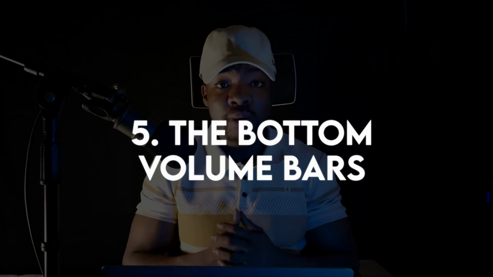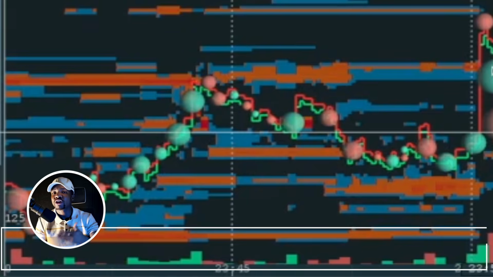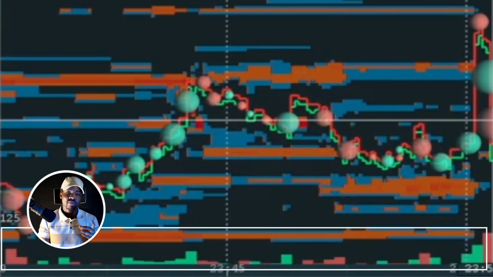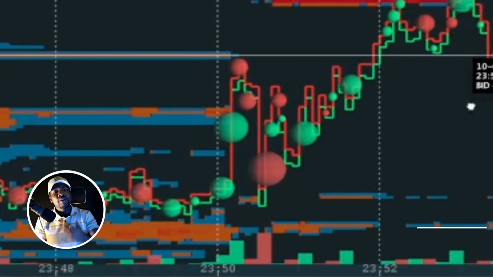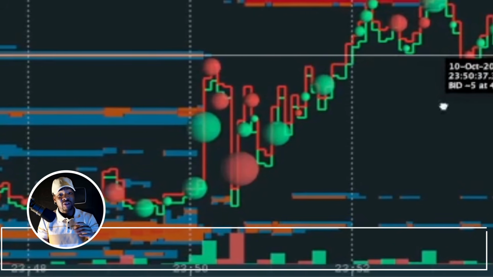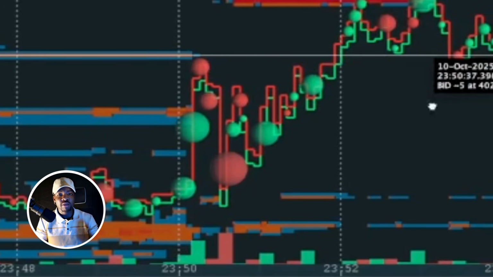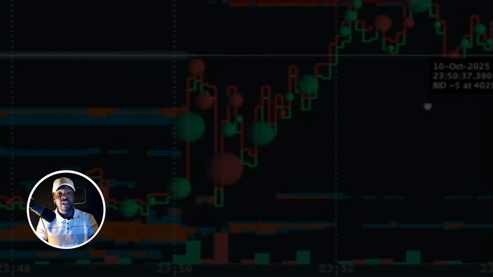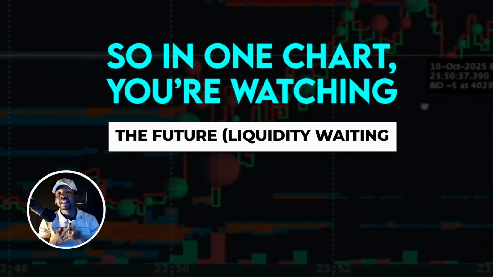At the very bottom is your volume histogram, except this isn't your normal TradingView volume. The TradingView volume is actually a scam, if you didn't know that. This one updates tick by tick. And as you can see, as orders hit the top, they're giving you live confirmation of aggression and reaction at key levels. So in one chart, you're watching the future, the present, and the history.